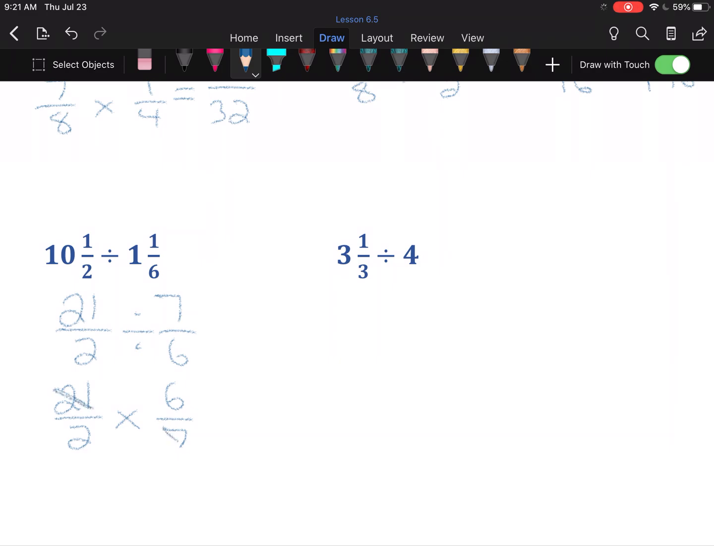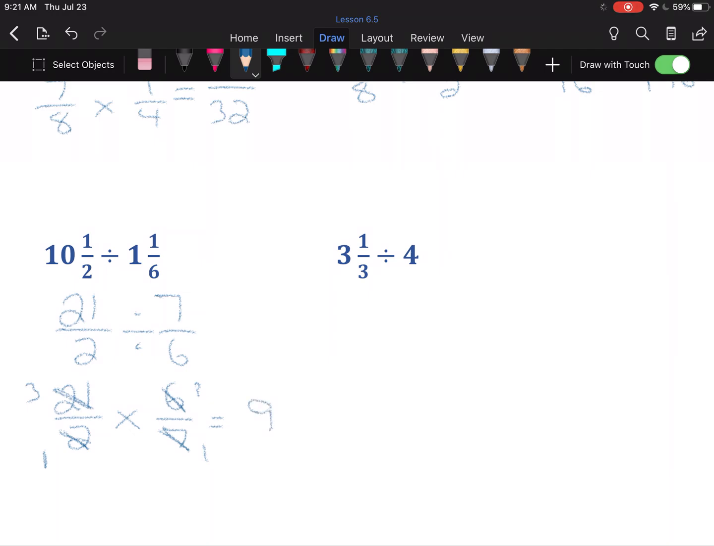I see lots of simplifying here. 7 and 21 simplify to 3 and 1 respectively. 2 and 6 both divide by 2, so they become 1 and 3 respectively. Both denominators are 1. That means we have a whole number answer. 3 times 3 is 9.